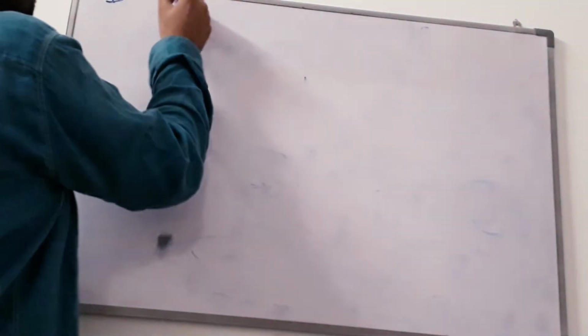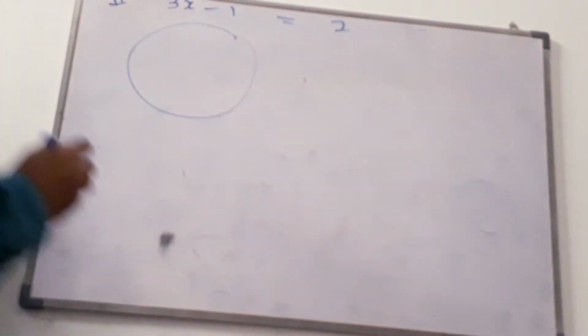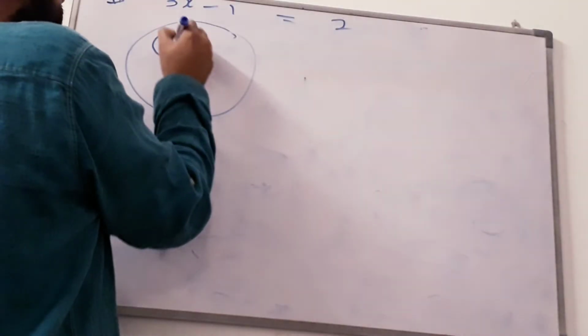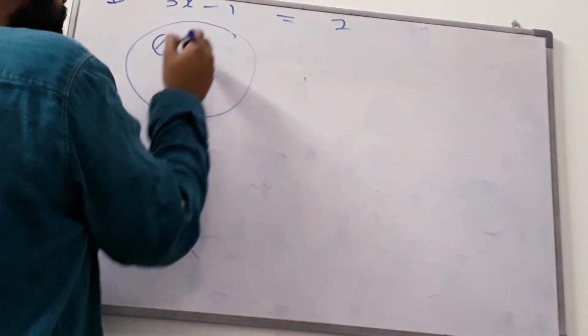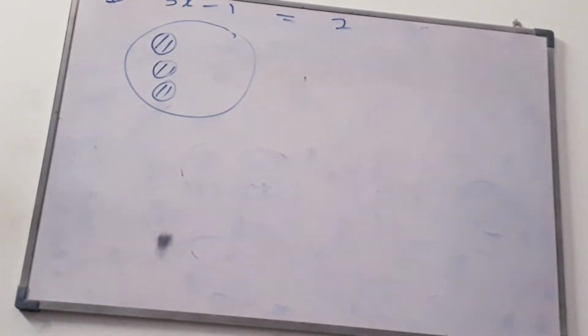I want to make use of the whole board here, so I thought of erasing our main topic as well. Second question, it is 3x minus 1 equals 2. Okay, I am going to represent 3x minus 1 in circles. X means a colored circle. So there are 3 such circles and 1 minus.